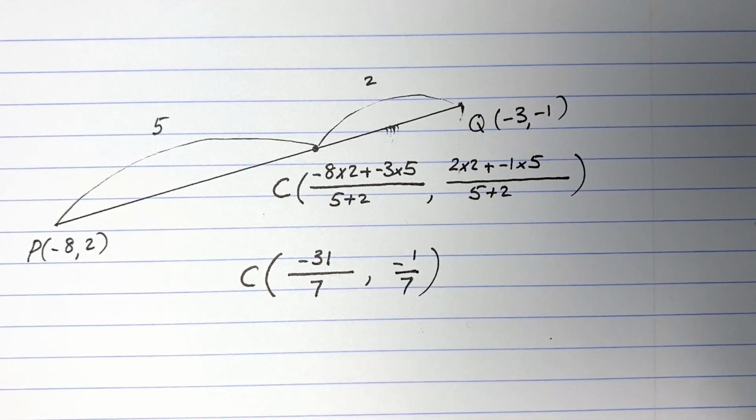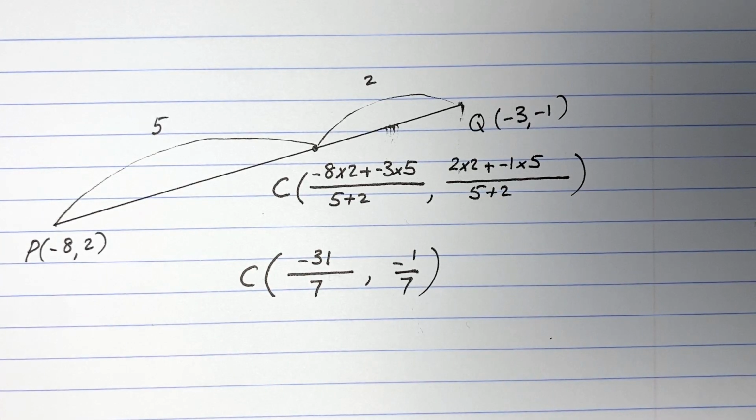So this is how you divide a line in a given ratio if you know the coordinates of the two endpoints of the line.